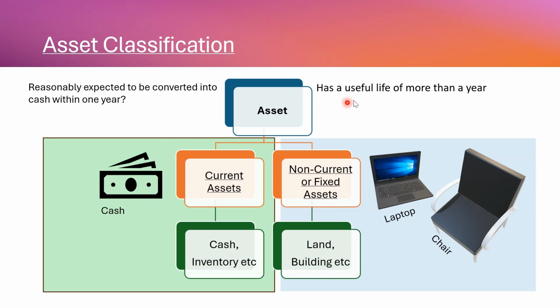How do you classify something? We think about the useful life. So what is the useful life of this particular asset? If the useful life is more than a year, say I'm going to use this laptop for more than 3 years or 5 years, the chairs as well, then this will fall under non-current assets.